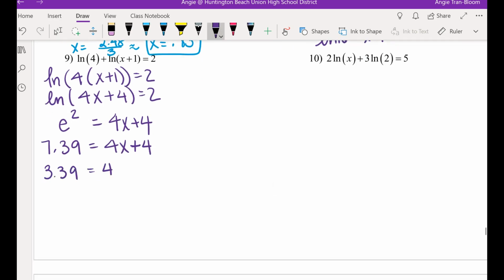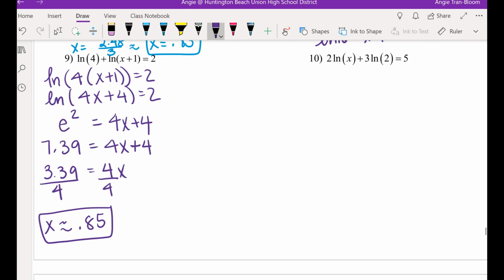3.39 equals 4x. Divide both sides by 4. Okay. So x is about, what do you think you come up with, Dylan? 0.85. Now check your answer. When I plug that back into my original equation, is that going to give me a negative log value anytime? No. No, so I can keep it. Very good.